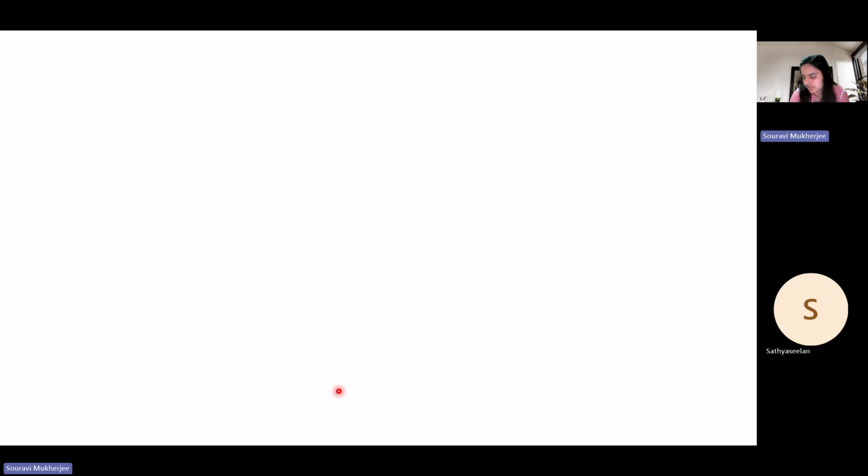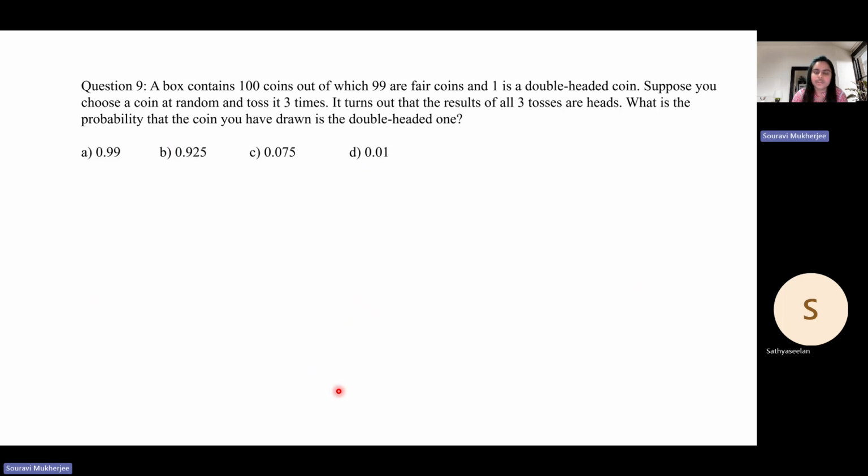So let us try to solve some questions so that we get some idea about how to address this kind of questions. Here it says that a box contains 100 coins, out of which 99 are fair coins and one is a double-headed coin. Suppose you choose a coin at random and toss it 3 times. It turns out that the results of all 3 tosses are heads. What is the probability that the coin you had drawn is a double-headed one?